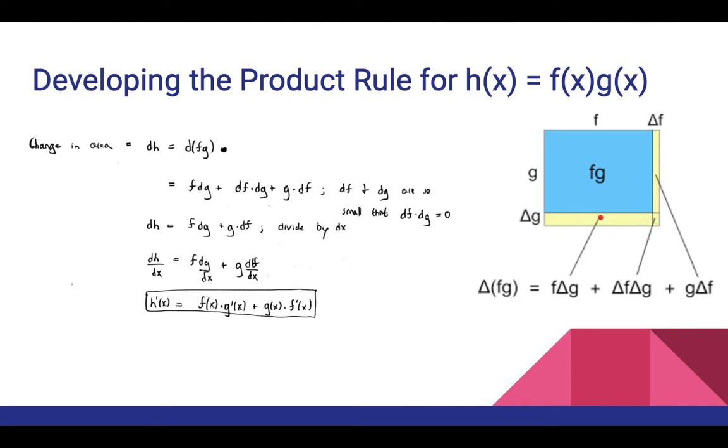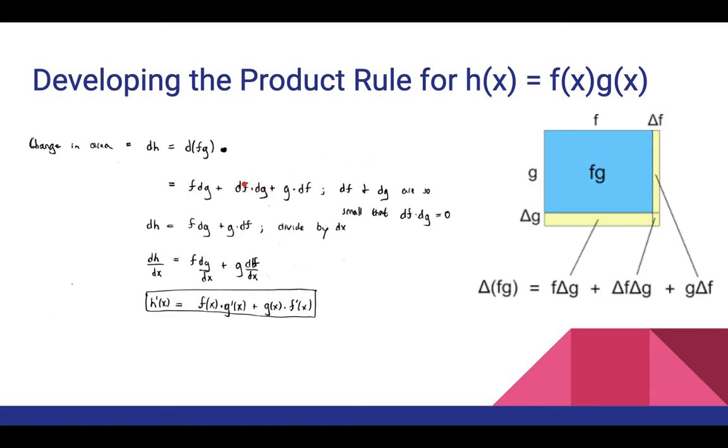The area of this vanilla section is going to be f times delta g, or dg. The area of this section is going to be df times dg, and then the area of this section is going to be delta f times g right here. So as a result, we have that our dh, our change in area, is f dg plus df dg plus g df. So now what we're going to do is cross out the df dg.